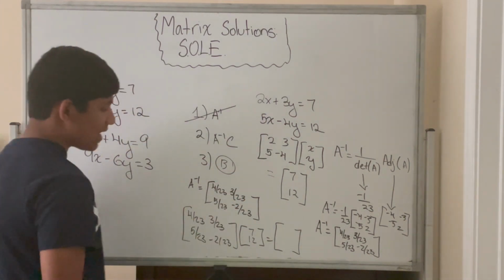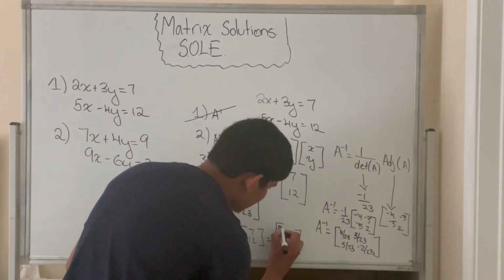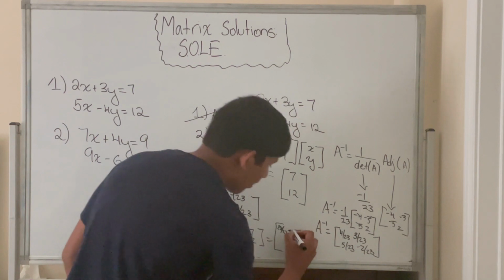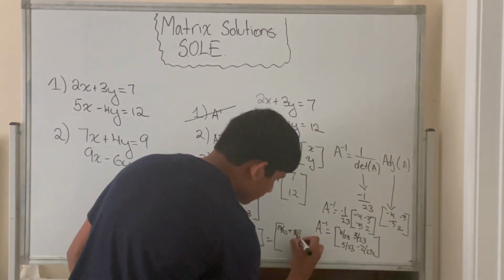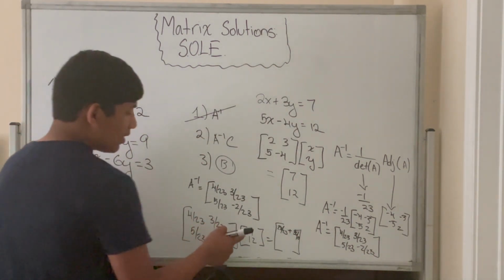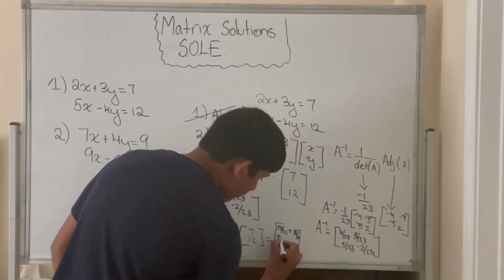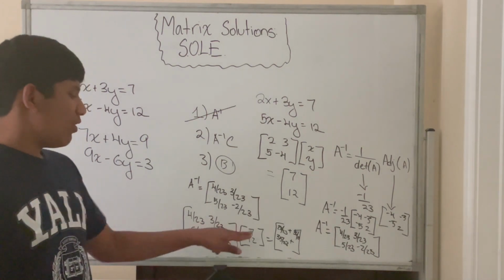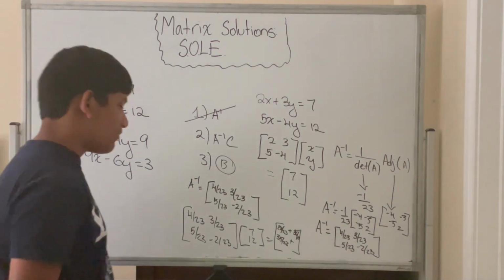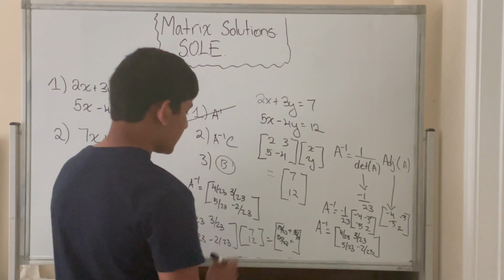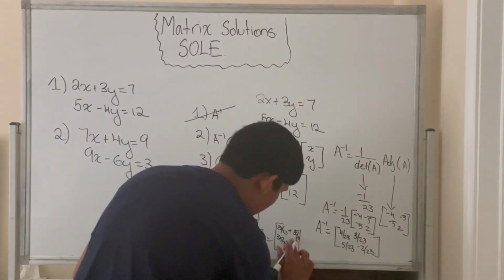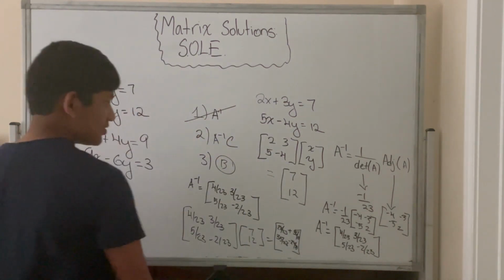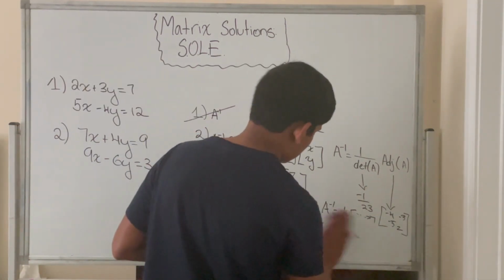4 over 23 times 7 is going to be 28 over 23. We're going to add that to 3 over 23 times 12, which is 36 over 23. And 5 times 7, which is 35 over 23, plus negative 2 times 12, which is going to be negative 24 over 23. Okay, so let's erase these over here.